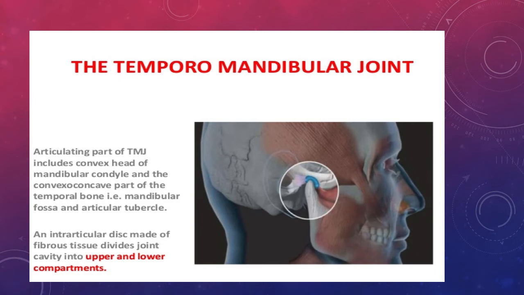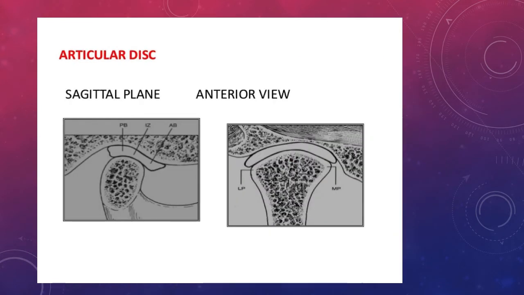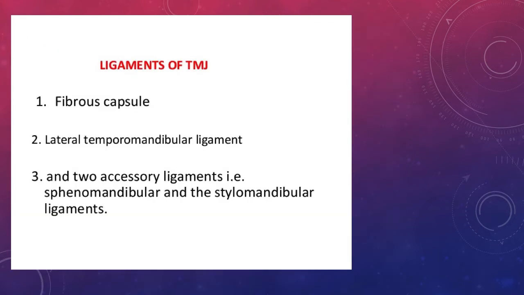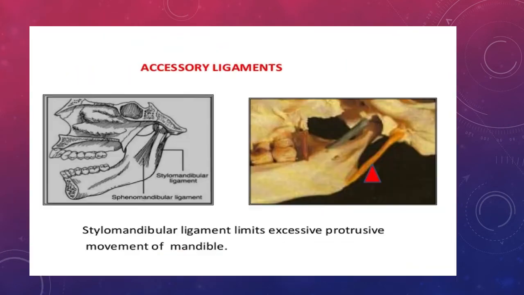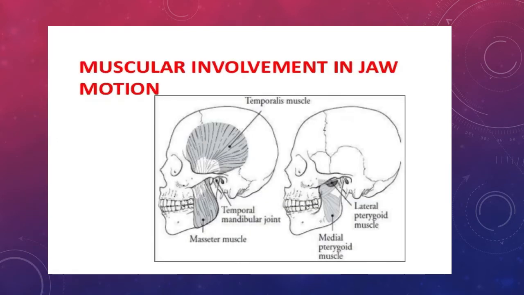The intra-articular disc, made of fibrous tissue, divides the joint cavity into upper and lower components. You can look at this photo of the articular disc, sagittal plane, and anterior view. Ligaments of the temporomandibular joint: the fibrous capsule, the lateral temporomandibular ligament, and two accessory ligaments, the sphenomandibular and the stylomandibular ligaments. The stylomandibular ligament limits excessive protrusive movement of the mandible.